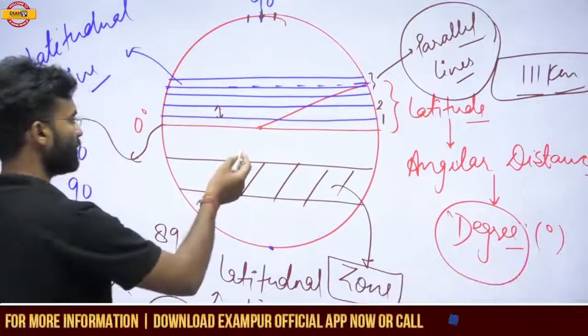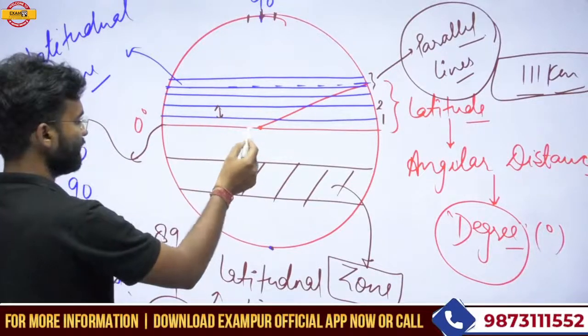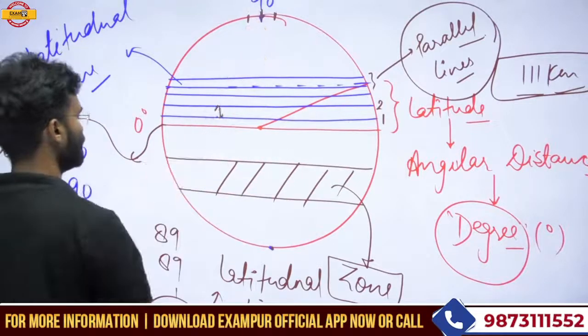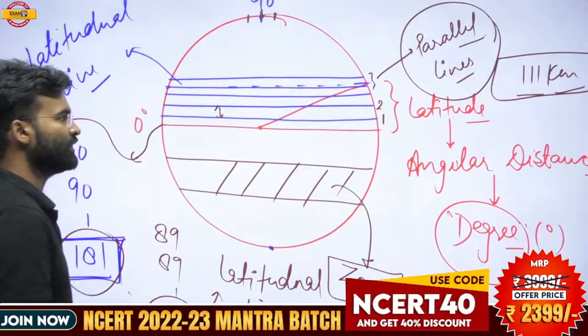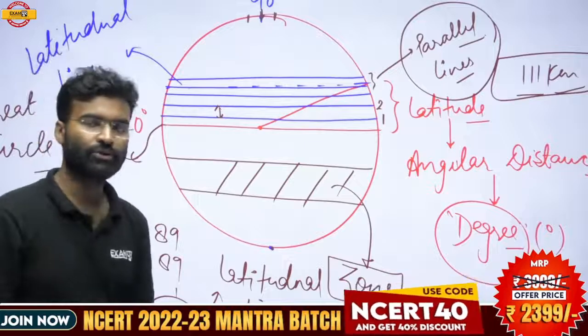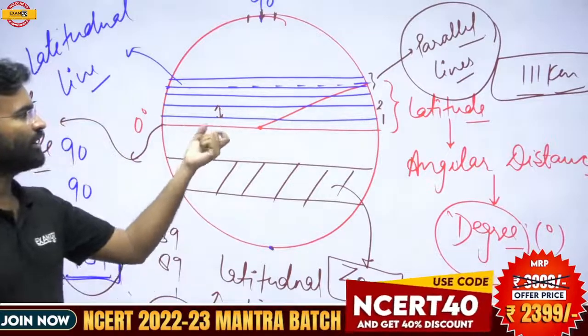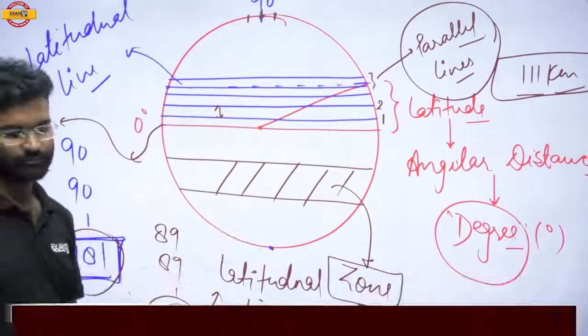So when we move from the equator poleward, the circumference of the circle keeps decreasing, and at the 90 degree latitude it converts into a point. Okay, so it would convert into a point. You can see the periphery of the circle is decreasing.